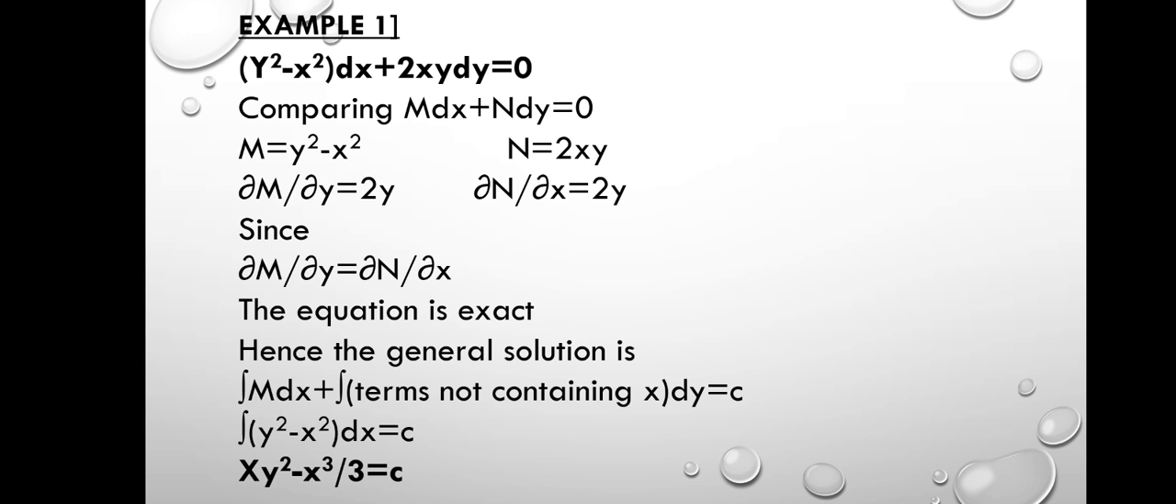In this, y² is constant with respect to x, so the integration of y² is y²x, and the integration of x² with respect to x is x³/3, equal to c. We get the solution: xy² − x³/3 = c. The solution is found. Thank you for listening to my presentation.